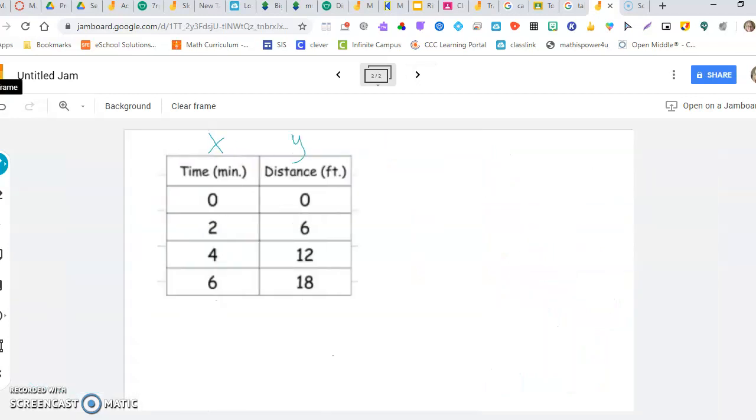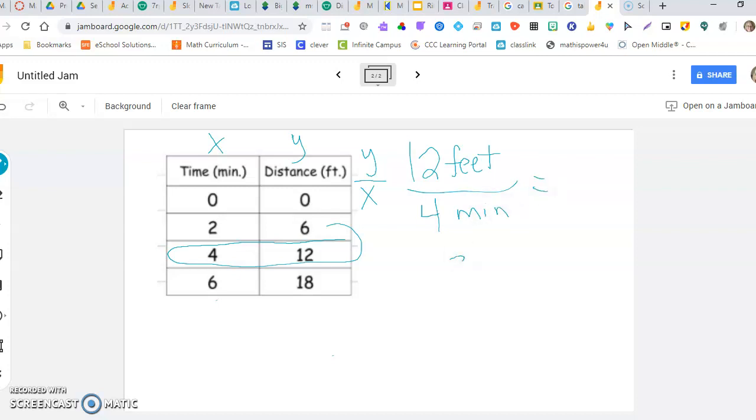Let's try one more example. This time our x is time in minutes, and our y is distance in feet. So I'm going to go ahead and just pick 12. So 12 feet, that's my y. Remember, y divided by x, and I'm going to divide that by 4 minutes. So 12 divided by 4 is 3. My label is feet per minute.